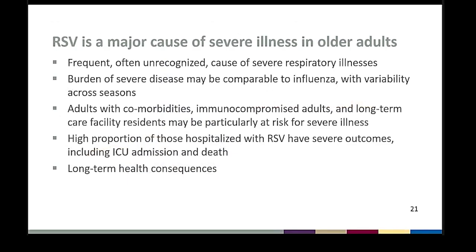So in summary, I want to emphasize that RSV is a major cause of severe illness in older adults. It is a frequent but often unrecognized cause of severe respiratory illnesses in this population. The burden of disease is comparable to that of influenza, with some variability across seasons. Adults with comorbidities, including immunocompromised adults and long-term care facility residents, are among those at risk for severe illness. A high proportion of those hospitalized with RSV have severe outcomes, including ICU admission and death, and RSV illness can result in long-term health consequences.